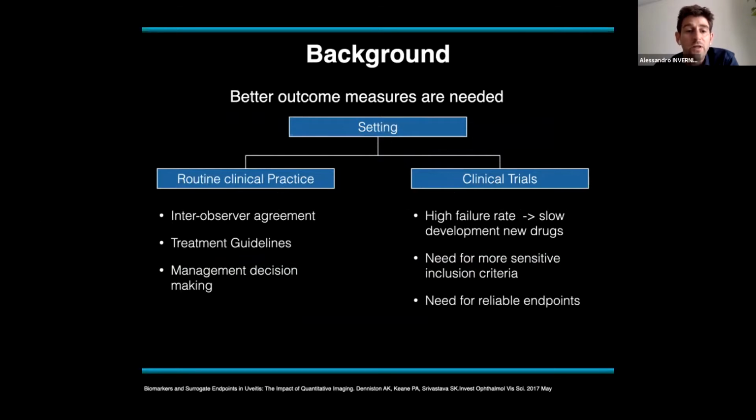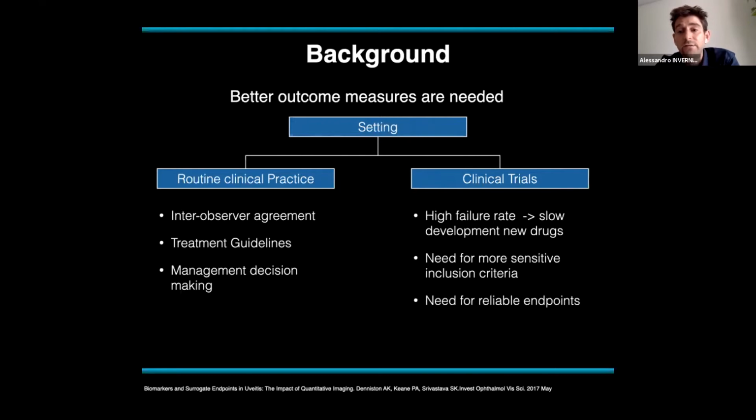In particular, when we speak about our everyday clinical practice, the interrater agreement is low. So we need to check the patient. Maybe more than one doctor has to check the same patient to determine the grade of inflammation, or we can have disagreement at different visits if it's not the same doctor assessing the patient. And of course, when we have to follow treatment guidelines, we need to know exactly if the patient is getting worse or getting better. And having disagreement, it's obviously a problem.